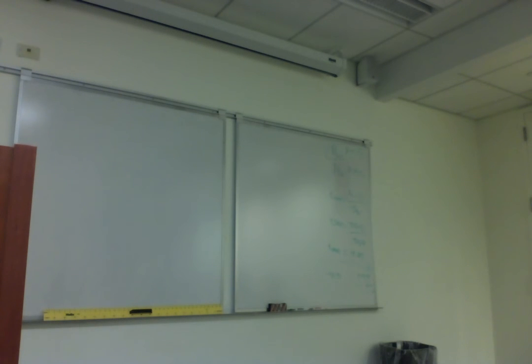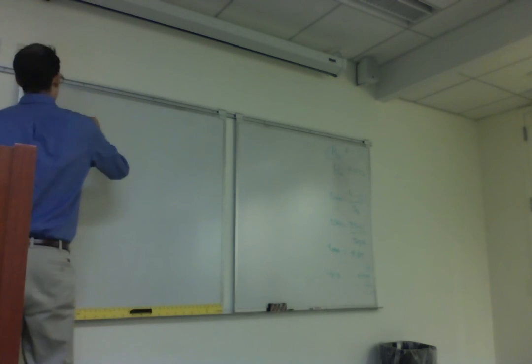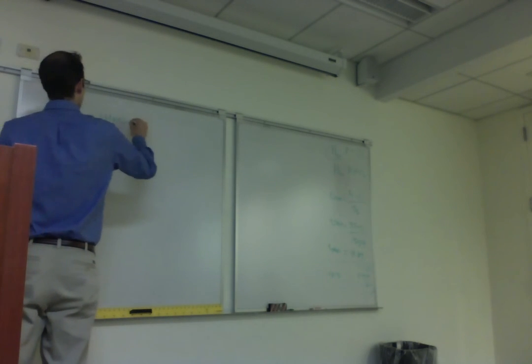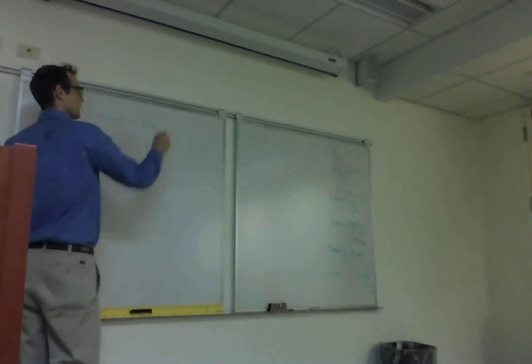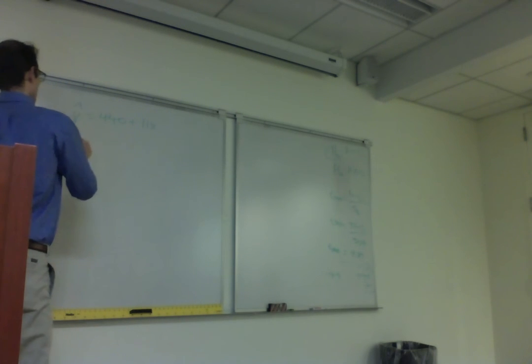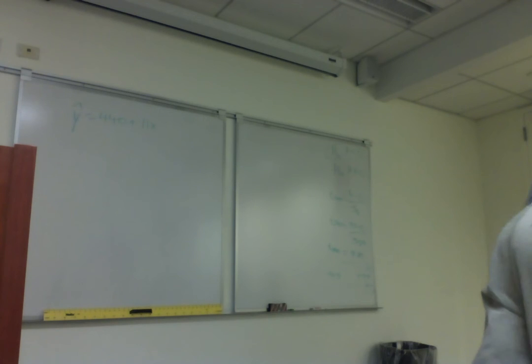Alright, so the first thing we need is our predicted value of y. And we know from the previous example that our predicted value of y is what, 440 plus 11x, is that right? Yeah? Okay. So what is our expected value of y if x is 45?